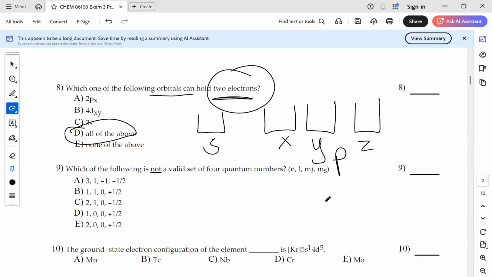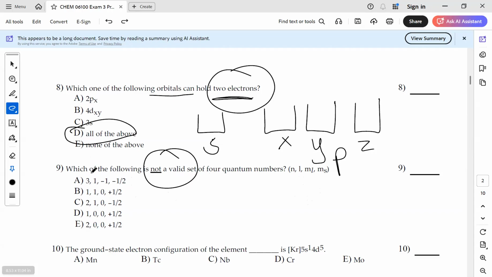All right, and let's take a look here. Number 9. So here we're going to eliminate which cannot exist, right? What's not a valid set for the 4 quantum numbers, and they're always going to follow this order. So n is first, then l, then m sub l, then m sub s. So let's take a look and see if these follow the rules.